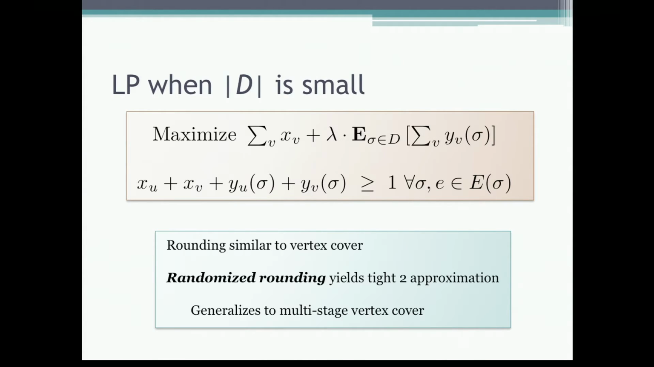Now if the number of sigma is small, and you could explicitly write this LP down, then it's just like the LP for standard vertex cover. I'm not going to go into the details, but you can actually round it. You can solve the LP and convert these variables into integer variables, and that will tell you what to buy in the first stage.